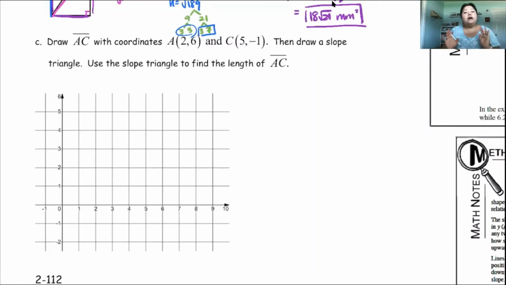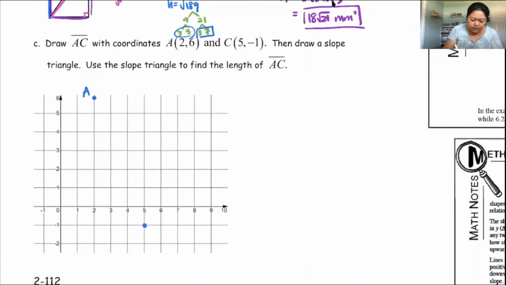Step 1. Let's draw AC with the 2 points. Okay, so A is 2, 6. So apologies for it being on the tip, but there's your point. That's point A. C is 5, -1. So 5, -1, that's C. Okay, and I'm going to connect my line. So that's what I want, right? That's my line.